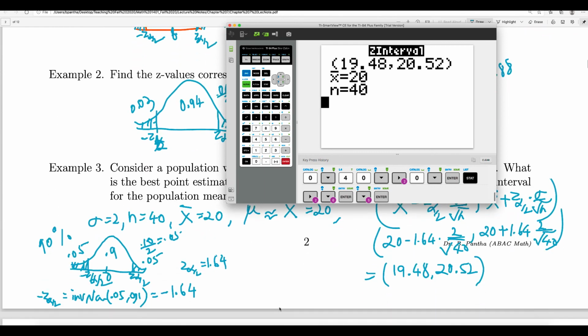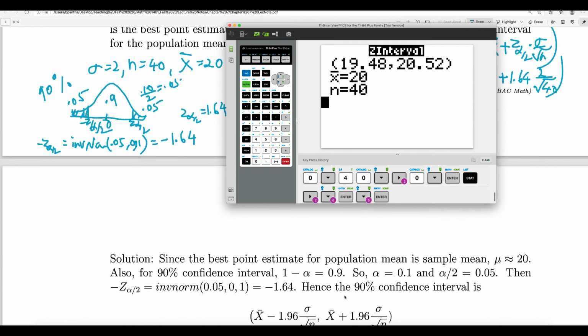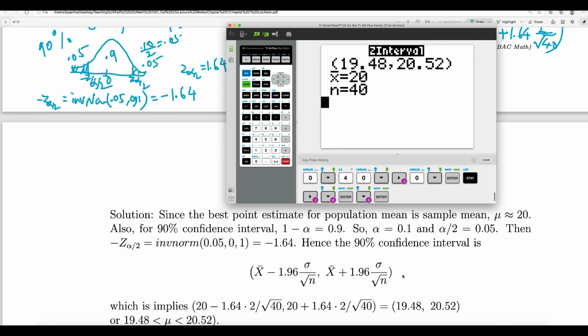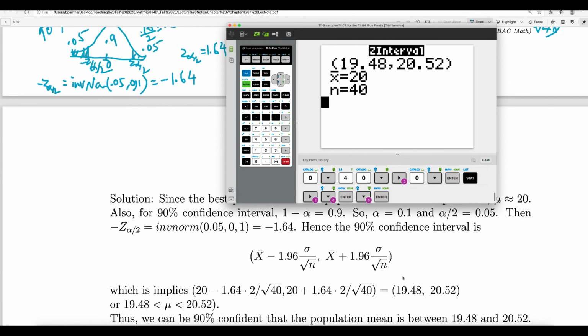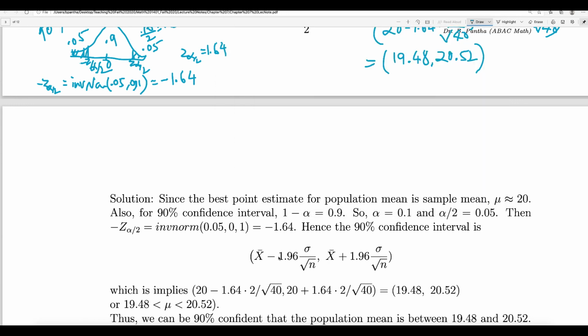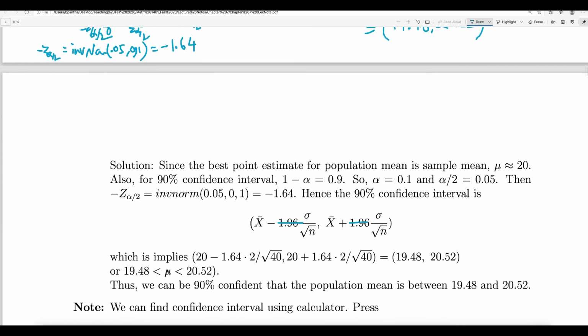So this is what I did, exactly the same thing, and I got those values. By the way, it sounds like this is not right, because this is negative 1.64 and positive 1.64, because we found that negative 1.64, so this is not right, but this is right though. We got the same answer there. In your online homework, you have to enter it like this: the population mean mu falls between 19.48 and 20.52, that way.